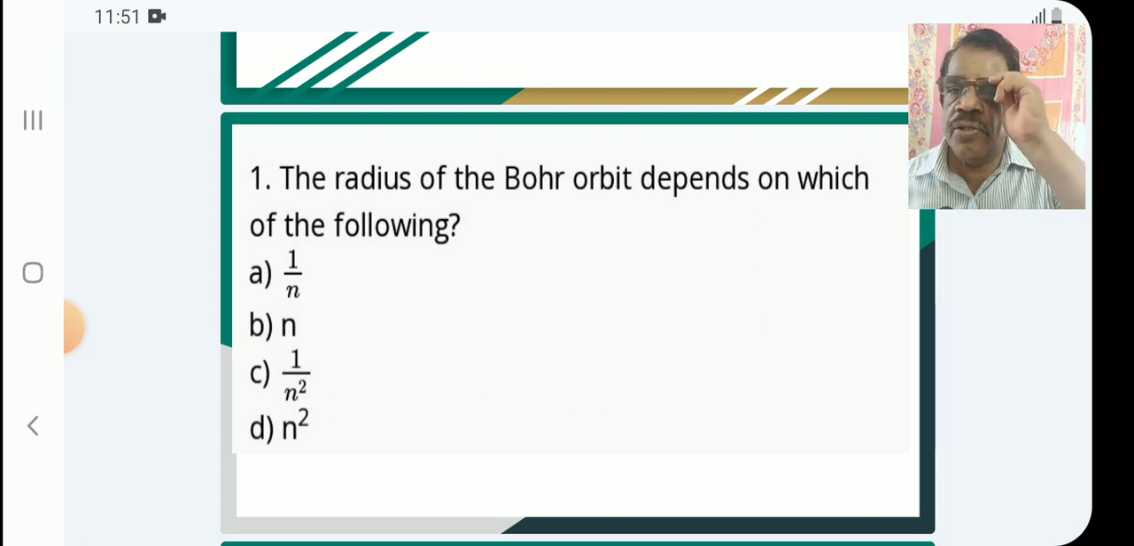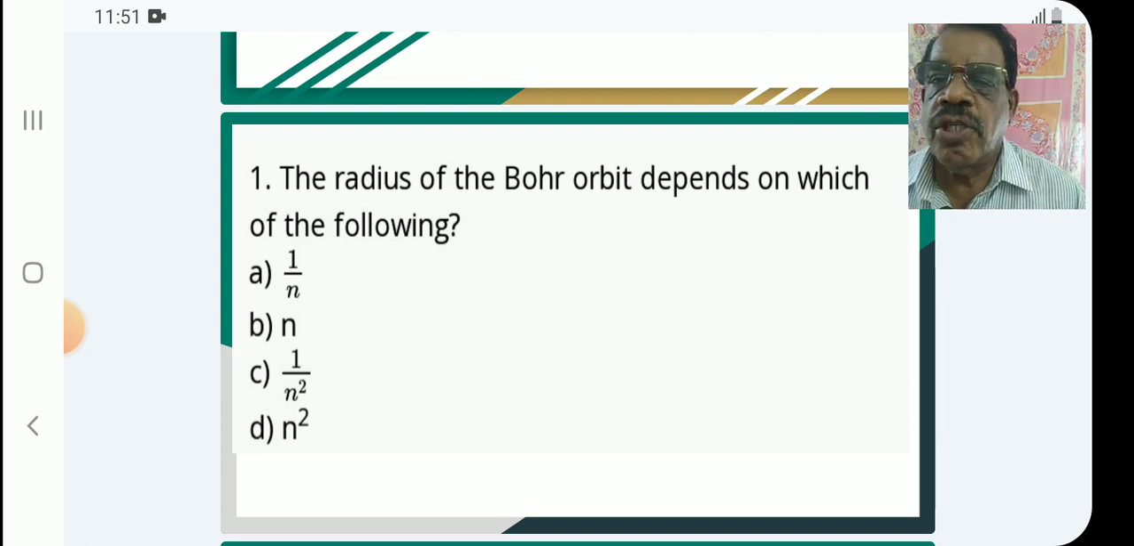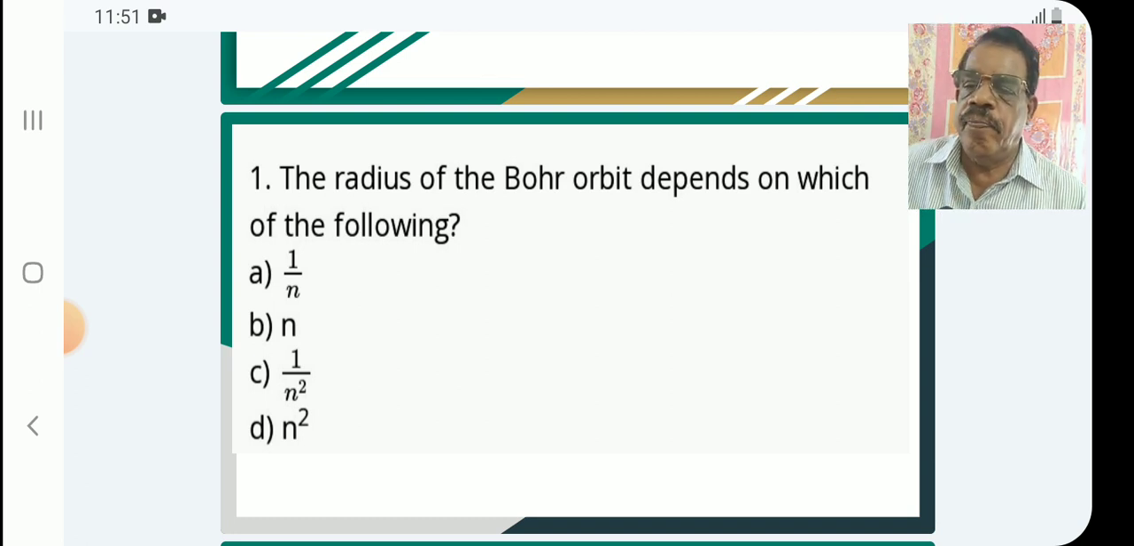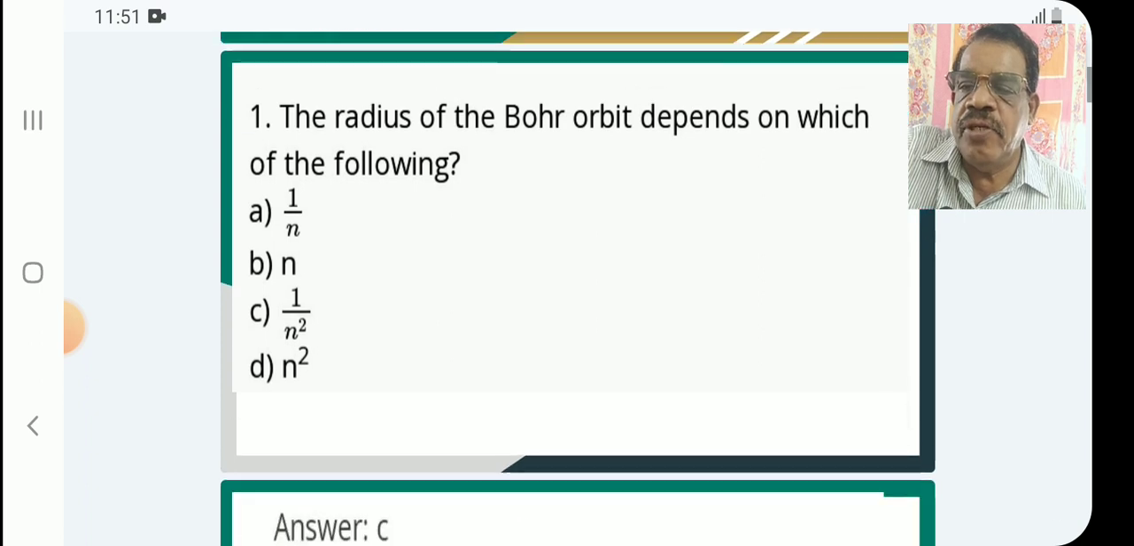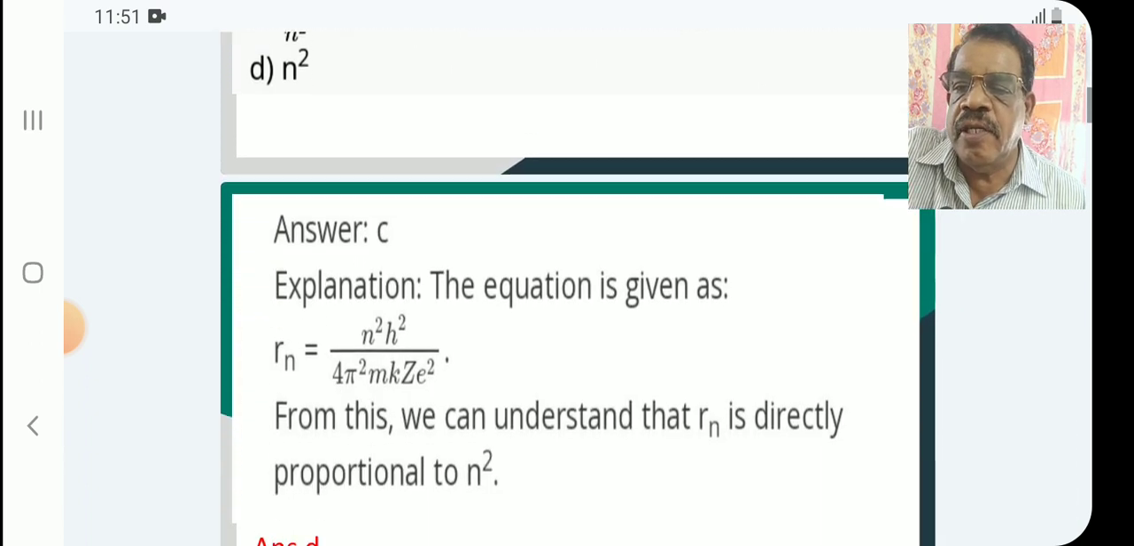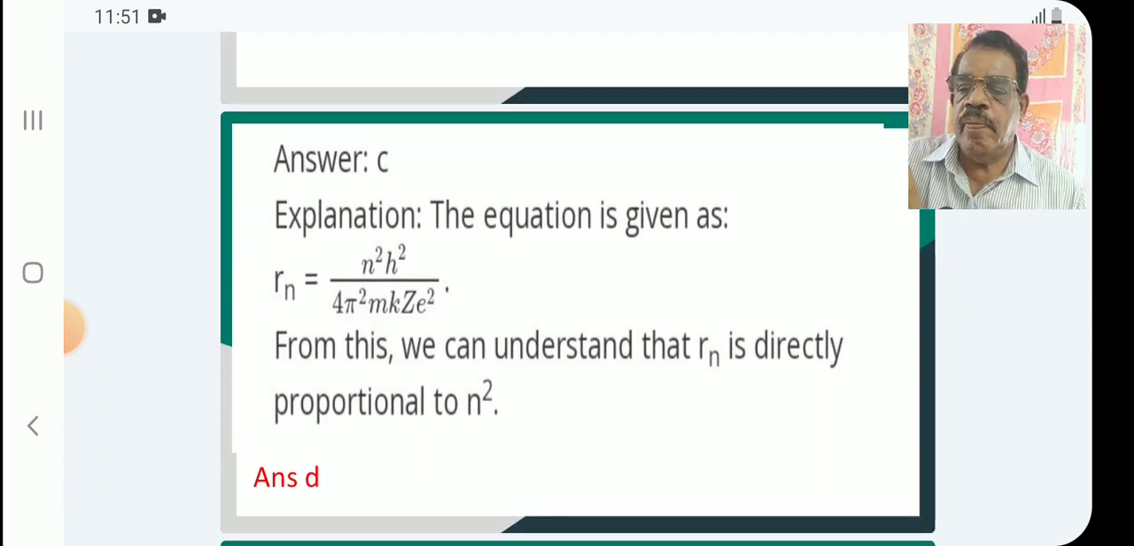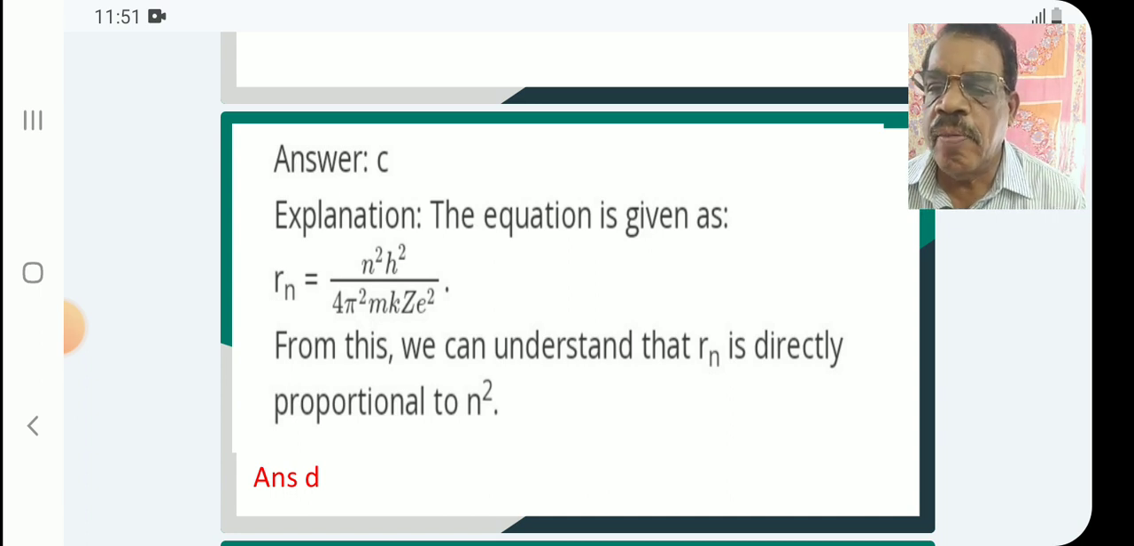The first question: the radius of the Bohr orbit depends on which of the following? A, 1 by n; B, n; C, 1 by n square; D, n square. The answer is D. It is marked here as C, but corrected at the bottom. The reason is the radius equation for the H atom.